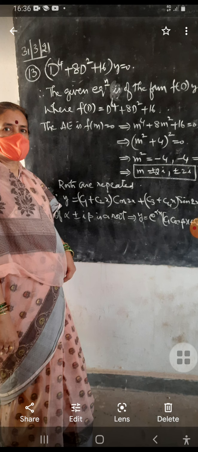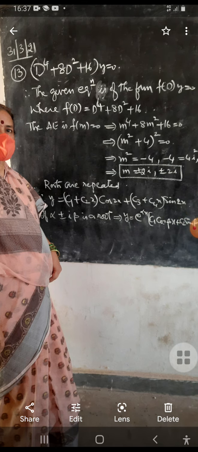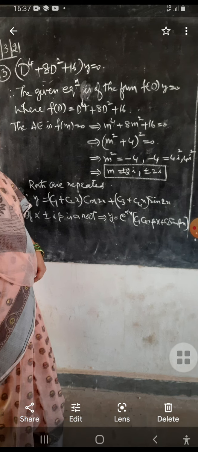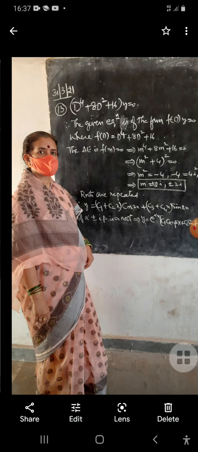That is nothing but (m square plus 4) whole square equal to 0. Therefore m square is equal to minus 4, minus 4. Therefore m is equal to plus or minus 2i, plus or minus 2i. The roots are repeated here. So y is equal to (c1 plus c2x) times cos 2x plus (c3 plus c4x) into sin 2x. Because if alpha plus or minus i beta is a root, then y is equal to, we know that formula, e power alpha x into (c1 cos beta x plus c2 sin beta x).